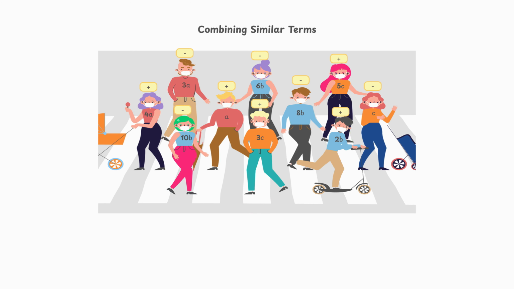Now look at the number in front of each letter. This number is called the coefficient. The coefficient tells us how many of that letter term we have. So when we combine similar terms, we keep the same letter and add or subtract the coefficients. This helps make algebra expressions shorter and easier to work with.